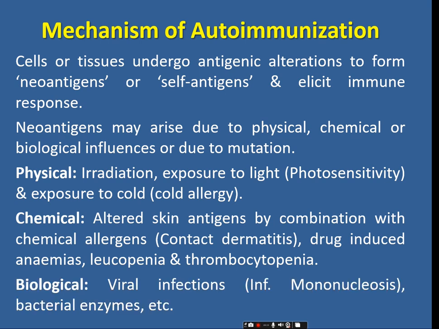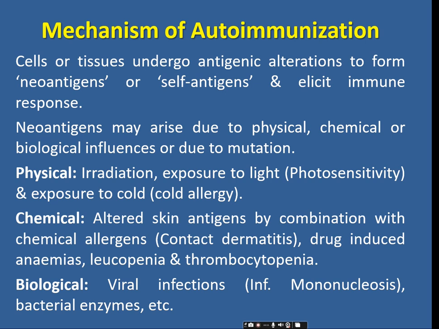Coming to the biological factor, you have viral infections, right? Infectious mononucleosis is one example, where the viral infection causes antigenic alteration and it will elicit the immune response. So basically the cells or the tissue undergo alteration. Alteration means some morphological or physiological change will be there in the self antigen, or our own cells.